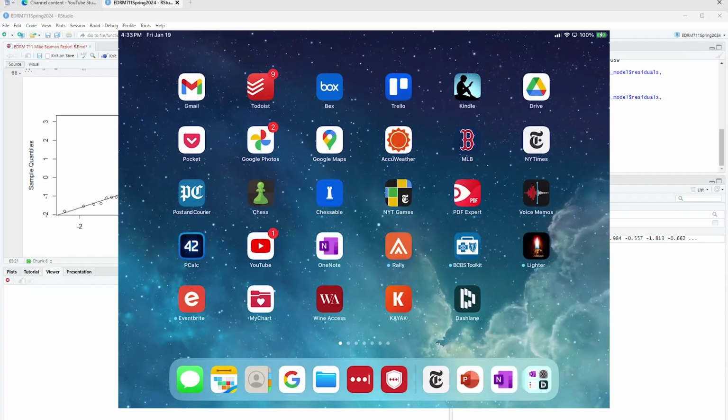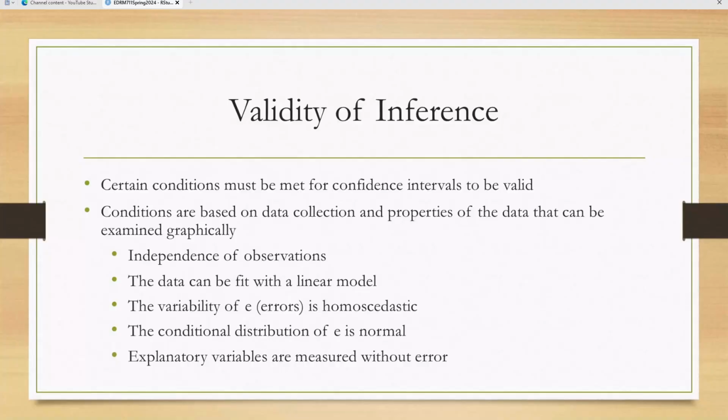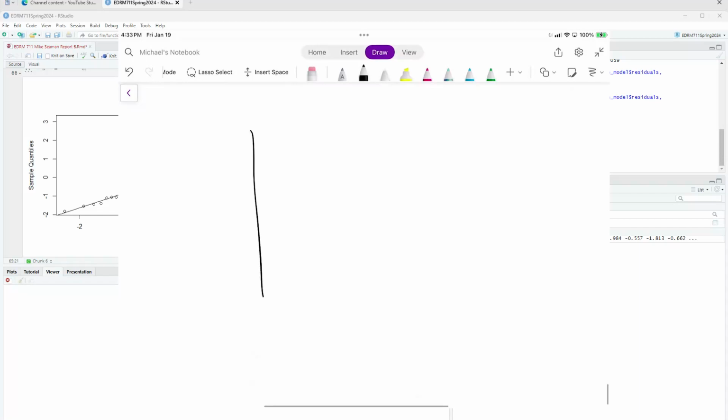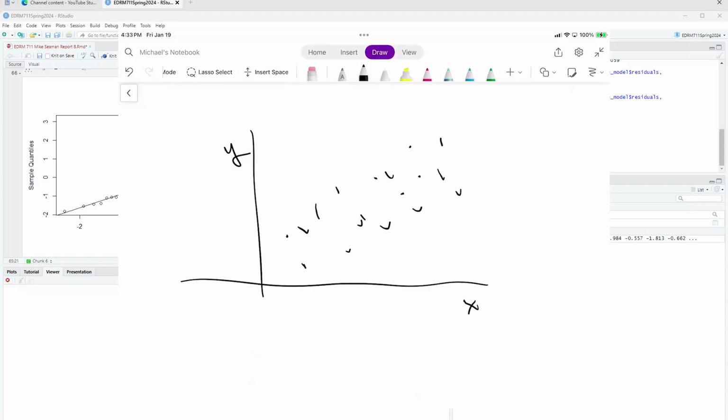Let's see, what was the next one we had here? It was that the data can be fit with a linear model. Well, that should make sense to you. If we come back here and look at a model, how do we interpret our regression coefficient? I'm just going to think about simple linear regression here. And we have the points, and we have a line going through the points. And when we say things like, the slope of that line is 5, how do we interpret that?